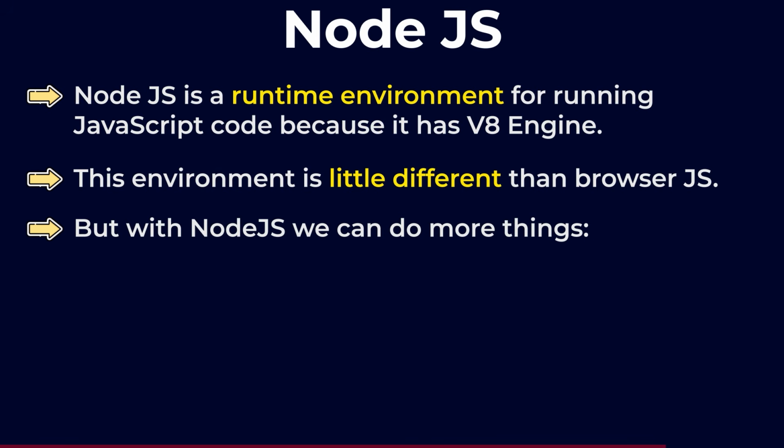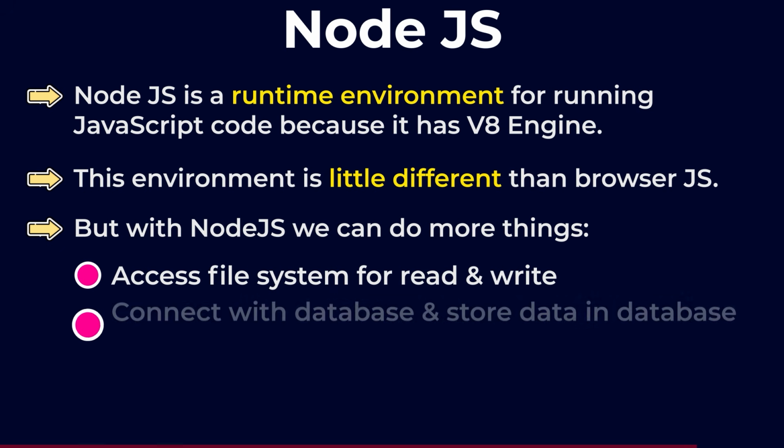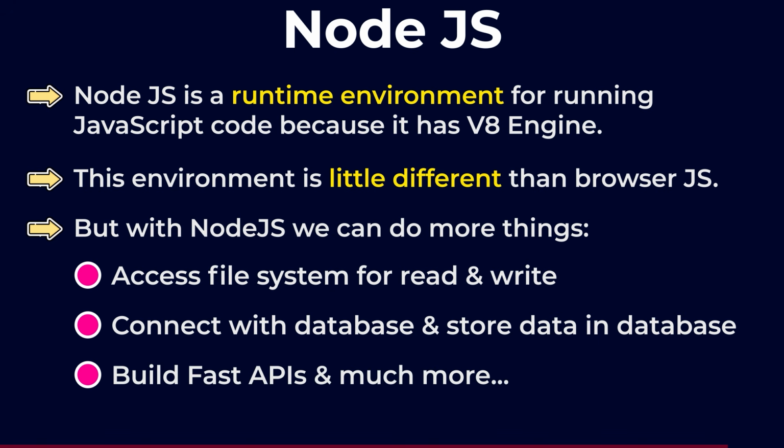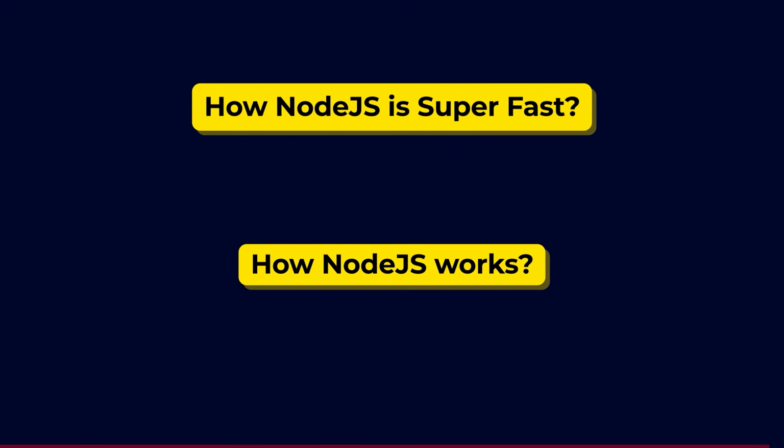So with Node.js, we can do many more things, like we can access the file system to read and write files. We can connect with a database and store data in the database. And also, we can build fast APIs and much more. Now one question you might ask, how is Node.js super fast? How does Node.js work? And we will see that in the next lesson.